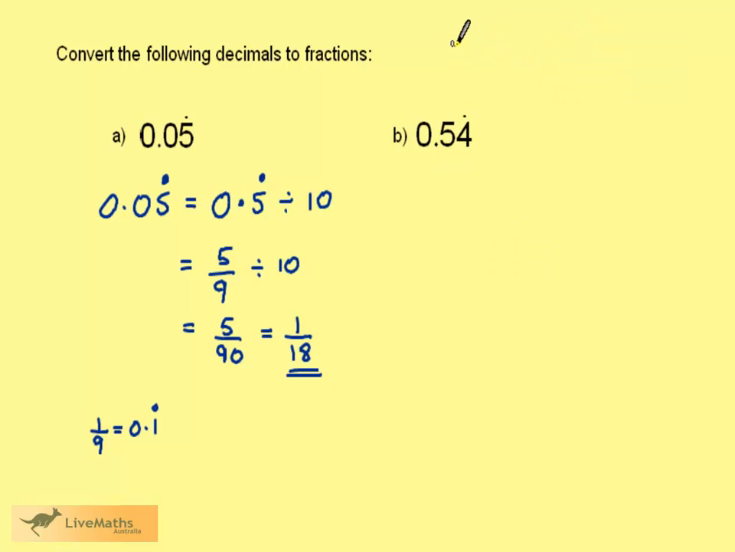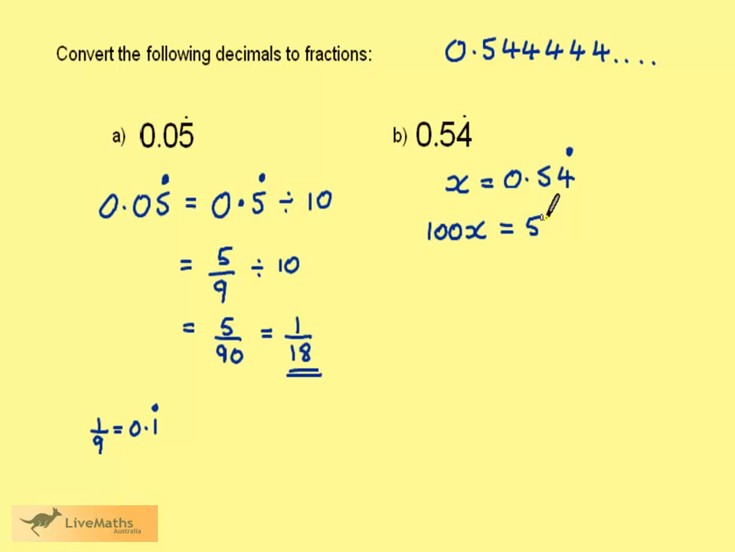Now we have 0.54 recurring with just the 4 recurring. So it's 0.5444 and so on to infinity. Using the first method, let's let x be equal to this number. If we have 100x, we hop the decimal point 2 places, giving us 54.4 recurring.